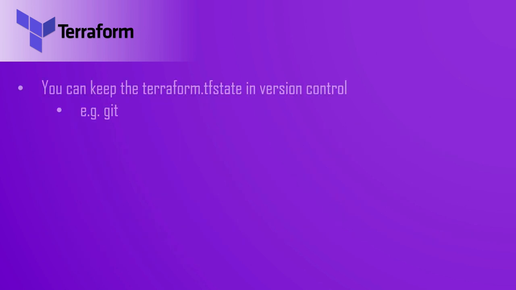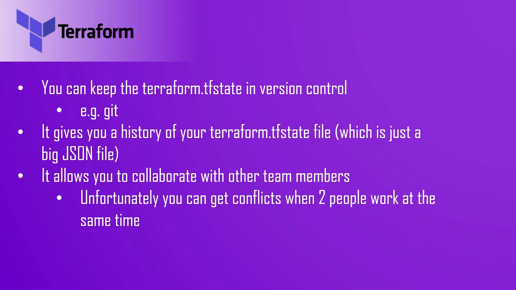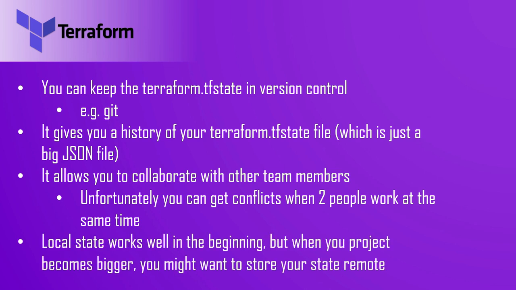Now, you can keep the terraform.tfstate in version control, for example using Git. It gives you the history of your terraform.tfstate file, which is actually just a big JSON file. It allows you to collaborate with other team members. But unfortunately, with Git, you can get conflicts when two people work at the same time. You always need to do a git push and git pull, just to make sure that you are on the latest version.